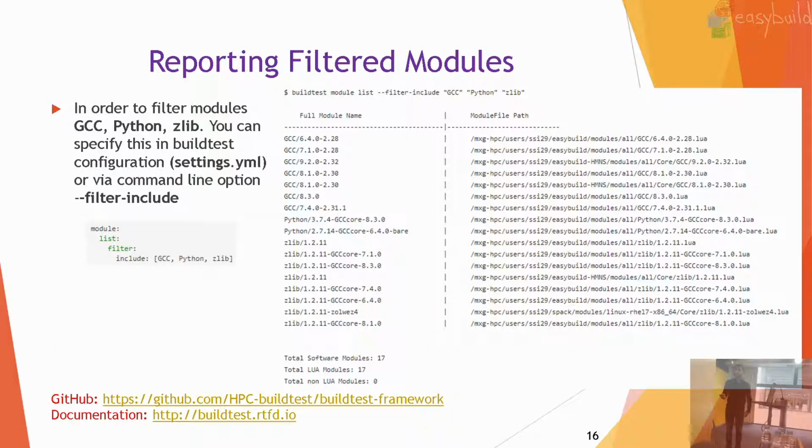I want to search, for instance, GCC, Python, and zlib, right? You can do this in the configuration, which is the settings.yaml file, or you can do it through the command line and pass in each of them. In this case, it's only the name, not the version. And then what it does is actually print all of the modules out. So this is a pretty nice way for users or sysadmins to do documentation if they want, or for users to find stuff.